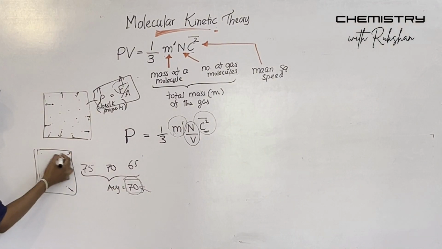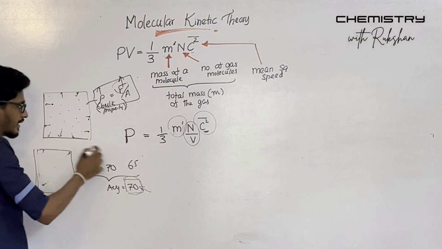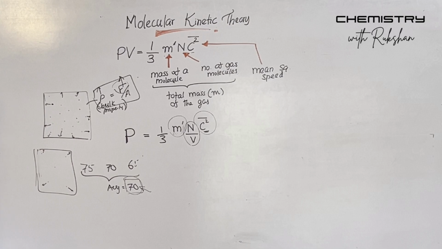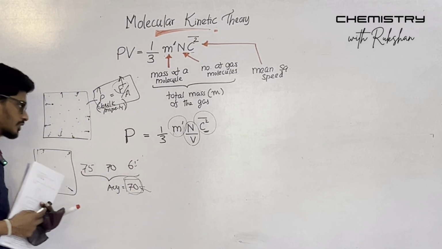Only 3-4 collisions will occur, giving you less force to the walls, right? So the greater the number of particles in a unit volume, or the greater the concentration of the stuff, the pressure will be high, right? So pressure has been discussed in terms of the concentration.